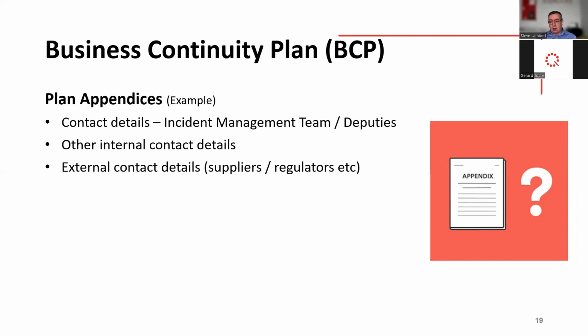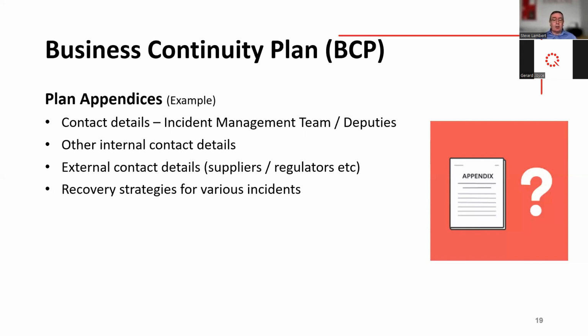External contact details: suppliers, regulators, insurers. It's quite wide ranging in terms of the external contact details that you might need to have in your business continuity plan. But reviewing the contact details, both internal and external, you might need to do on a more regular basis, because contact details are the things that are likely to go out of date within your plan.